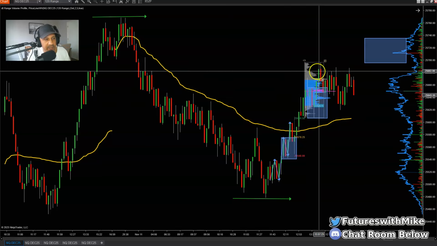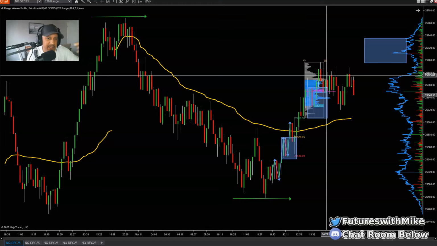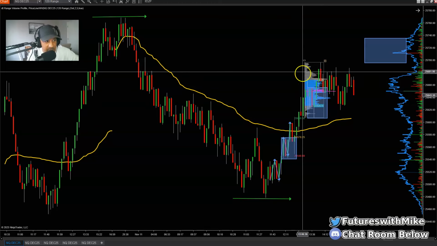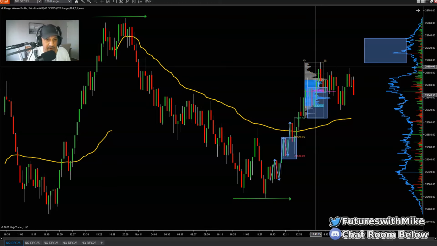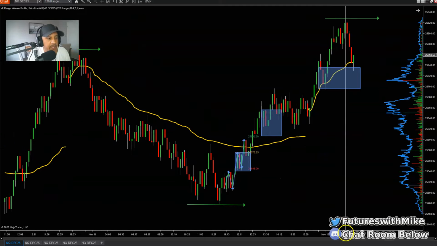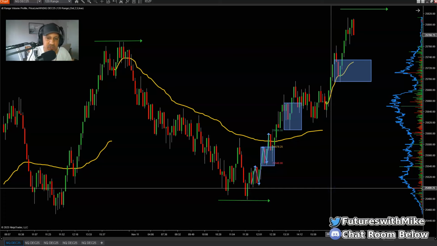Below the VPOC within this range volume profile, it rejects it, goes up there and tests that value area high of this actual area on the volume profile, that range volume profile. This is why I say volume profile is one of the most useful and, to me, the best indicator or tool to use, because volume is extremely important.